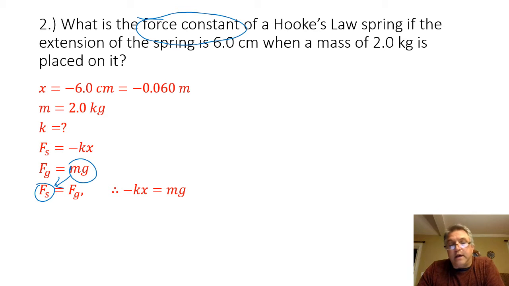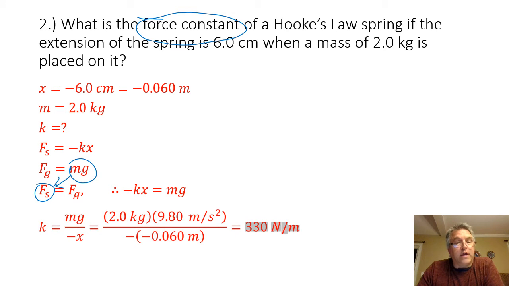And when I do that, just like in the previous problem, I have negative kx equals mg. In this case, though, I am solving for k, or the spring constant. So solving for k, I have k equals mg divided by negative x. Plug my known values into that equation, and that will give me a spring constant of 330 newtons per meter.